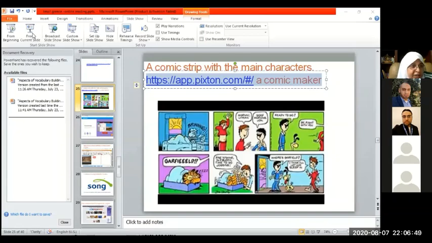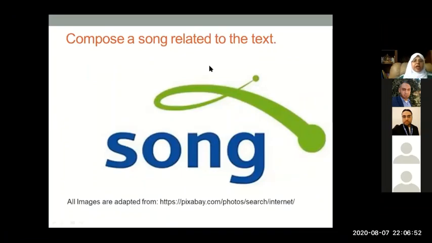There is another idea that you can ask your learners, but you cannot do this with lower levels. It needs higher level students to do it. Compose a song related to the text. How is that? Yes. All the activities I am sharing with you are the ones that I have tried personally in my classes. And higher level students can create a song related to the text. And by the way, they are very clever and they are able to do it.